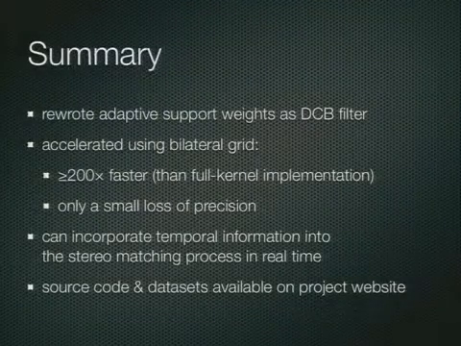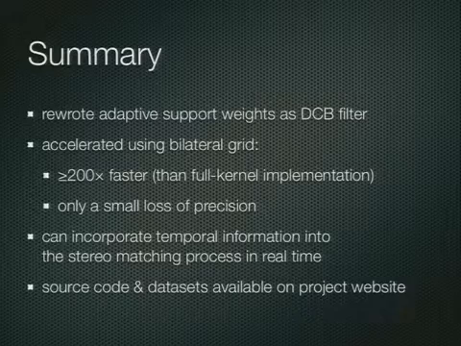So just to sum this up again, we rewrote the adaptive support rates as a dual cross bilateral aggregation filter, and this enabled it to be accelerated using the bilateral grid, making it more than 200 times faster compared to a full kernel implementation at only a small loss of precision. And this is so that we could incorporate the temporal evidence into the stereo matching process in real time. Source code and datasets are all available on the project website. So this marks the end of the first part.